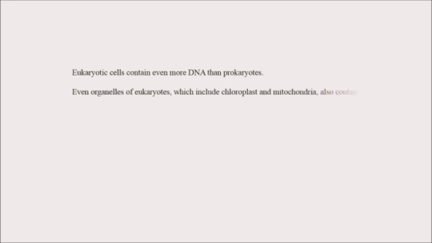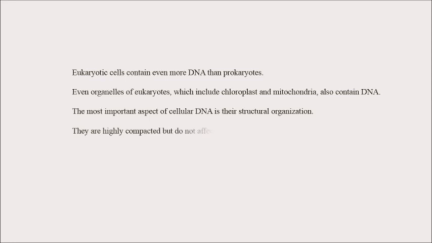Eukaryotic cells contain even more DNA than prokaryotes. Even organelles of eukaryotes, which include chloroplast and mitochondria, also contain DNA. The most important aspect of cellular DNA is its structural organization. It is highly compacted but this does not affect the access to the information in the DNA.